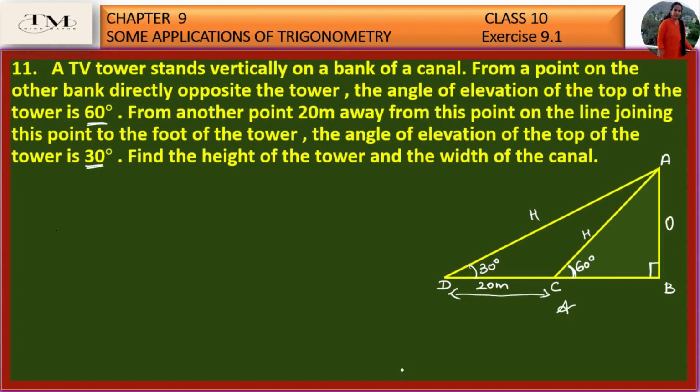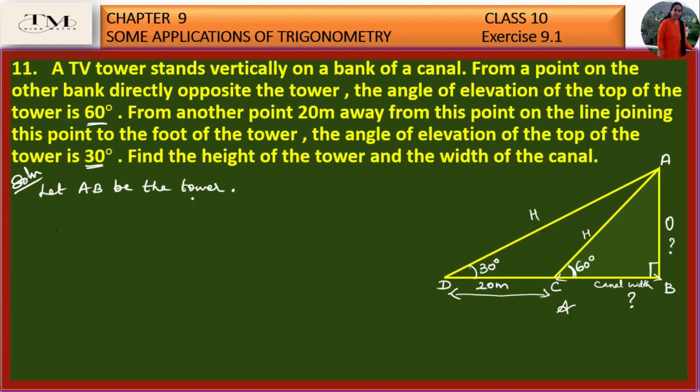Okay, children. Now we have to find out the height of the tower, that is AB, and width of the canal. So canal is BC. So this is the canal width. So we have to find BC as well. Let me start the solution and we will write whatever is given. So let AB be the tower.